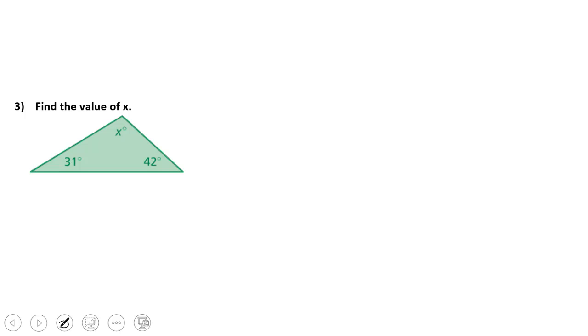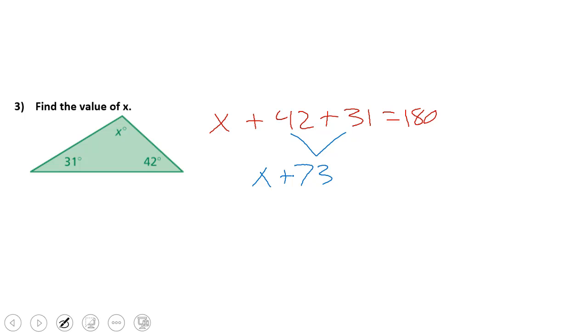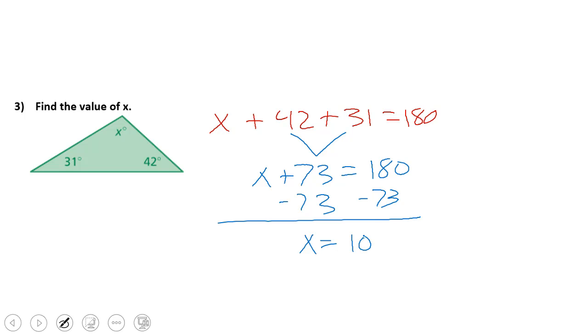Again, we're just finding the value of x, so that's all we're going to do. X plus, well, we have 42 degrees and we have 31 degrees as two of the given angles. And of course, this equals 180 degrees. Combining like terms, 42 and 31 is 73. So x plus 73 is equal to 180. Subtracting 73 from both sides to isolate and keep balance, x would be equal to what? That is absolutely correct. X is equal to 107 degrees. So that angle would be 107 degrees.